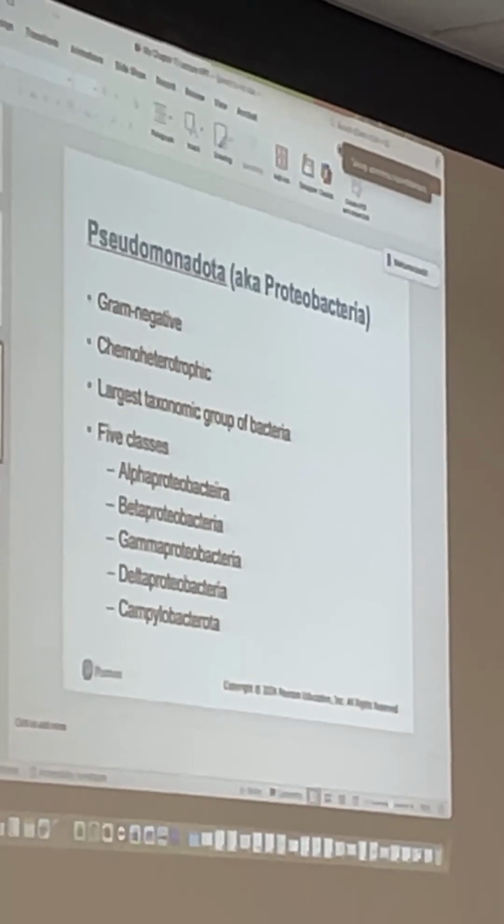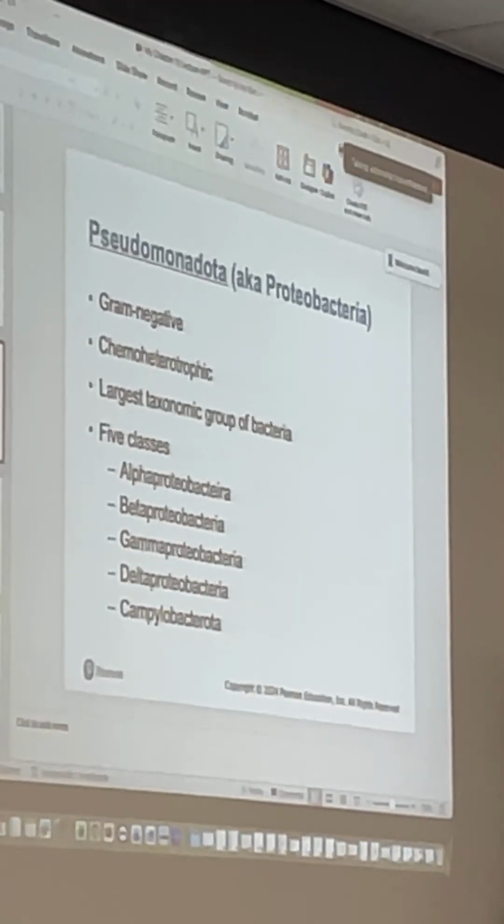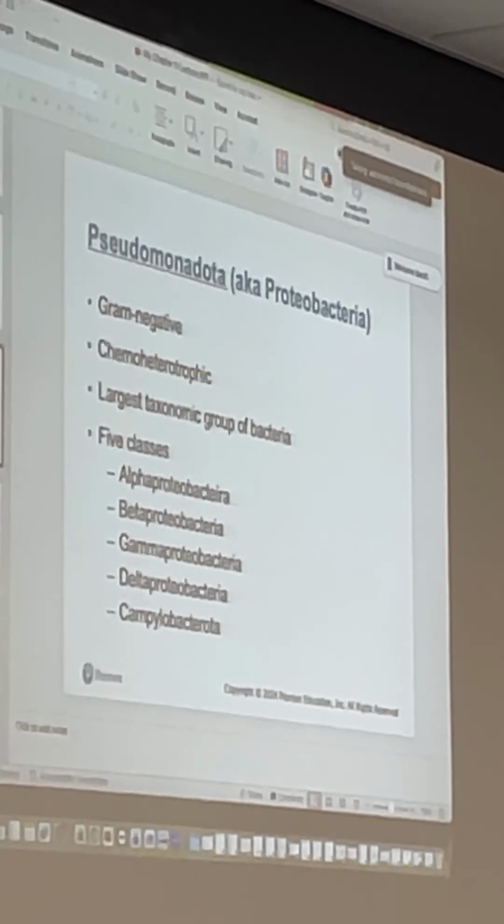Okay, so when looking at the order for the proteobacteria, this particular grouping is now referred to as the Pseudomonadota. That's the new name given to this particular group, this order. And so these are all gram-negatives. They're all chemoheterotrophic. What does that mean? Chemoheterotrophic.